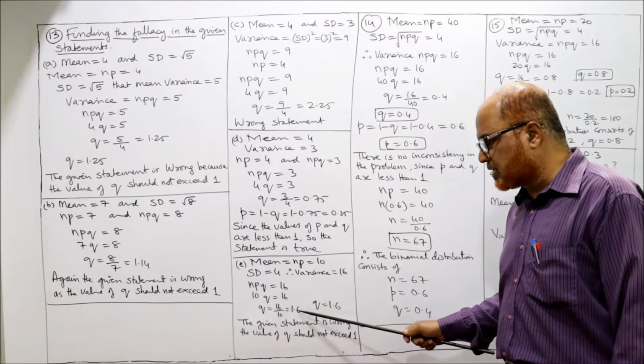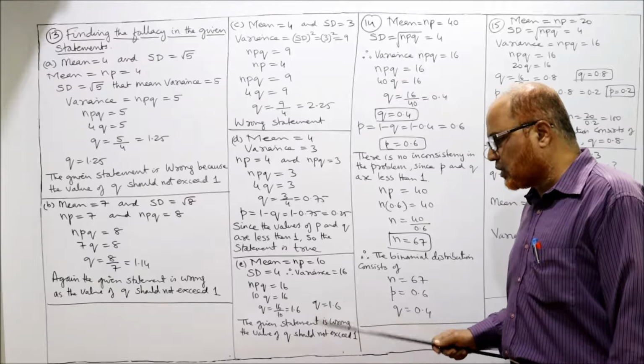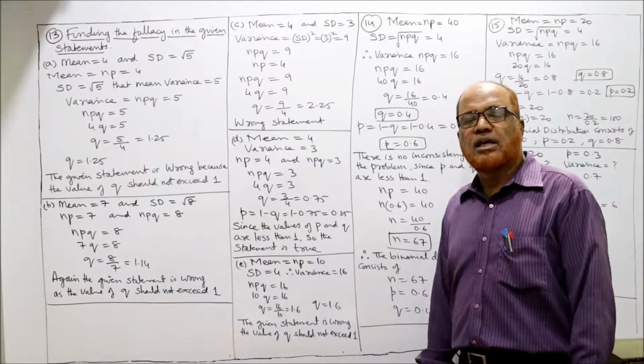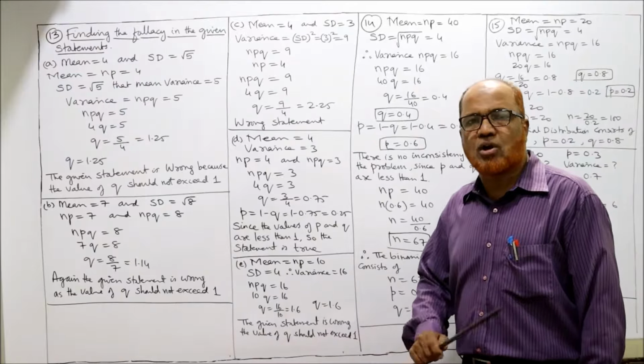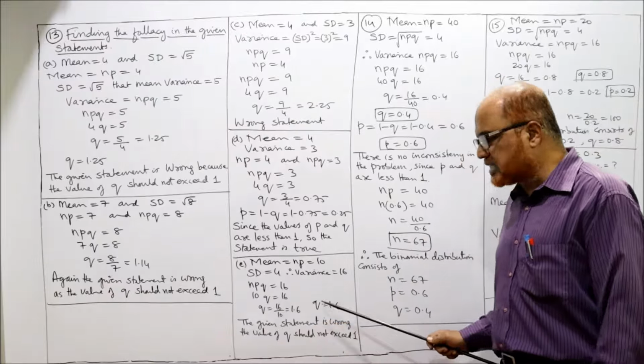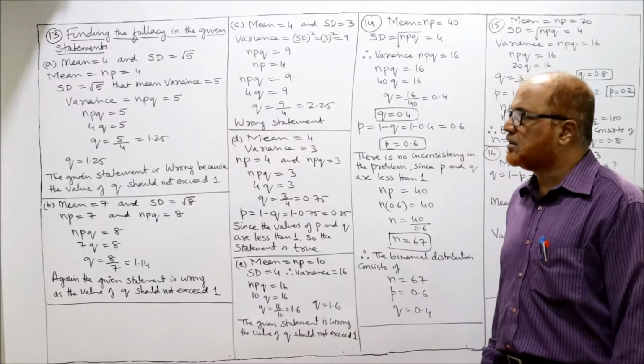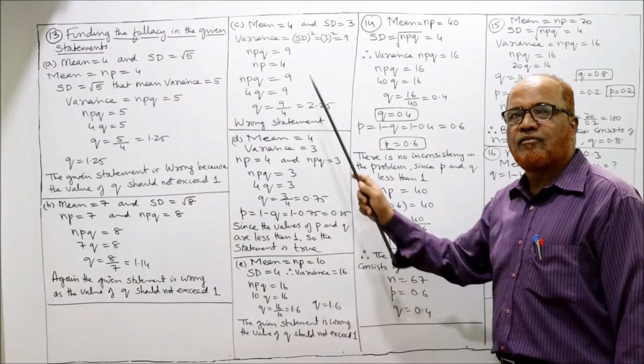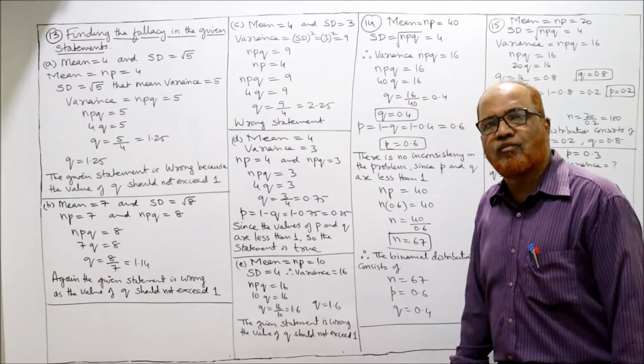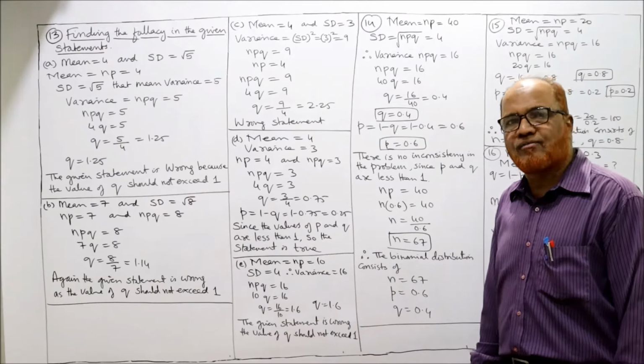Q is equal to 16 by 10. 1 by 1.6. Q is equal to 1.6. Again, the given statement is false. Wrong. Because the value of Q is exceeding 1. That's it. So this is the problem number 13, where it is simply asking you to prove whether the statement is true or false.